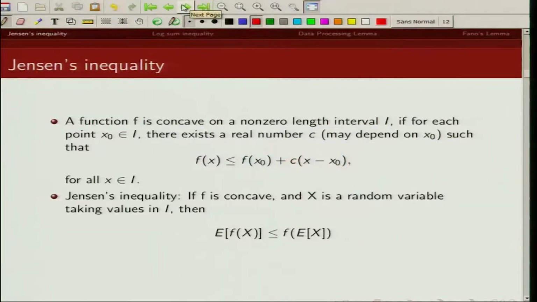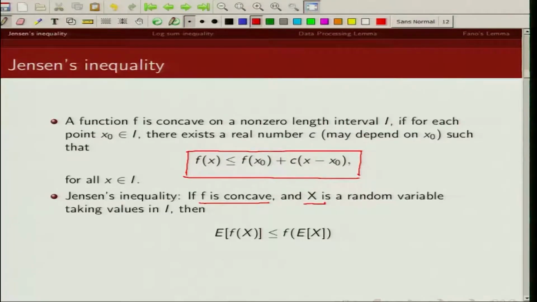Now we will use this result to obtain Jensen's inequality, which says if the function is concave and we have a random variable x that takes values within the interval over which this function f of x is defined, or over the interval where the function is concave, then expected value of the function is less than or equal to function evaluated at expected value of x. Now let us look at the proof of this. We will get the proof from this result.